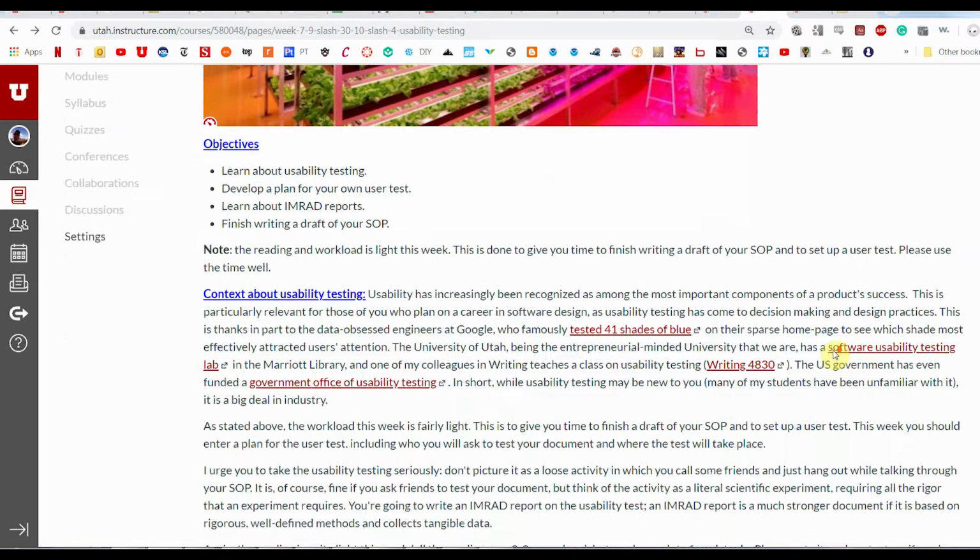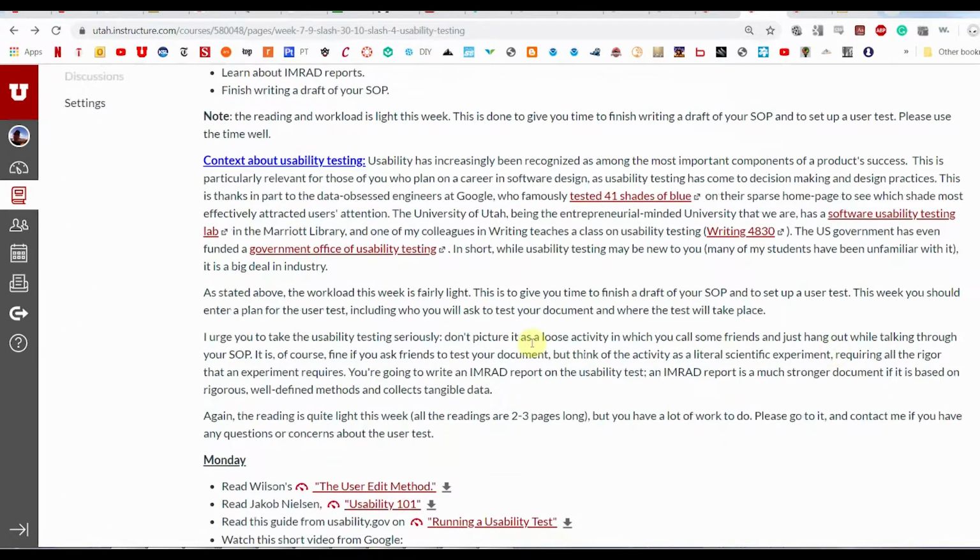So I'm going to say a little bit about usability testing. I have a longish statement of context about the usability. I do point out that the workload this week is fairly light. There are no major discussions, there are no major assignments. This is meant to give you time so you can write your SOP and you can set up the user test. This does involve some time.